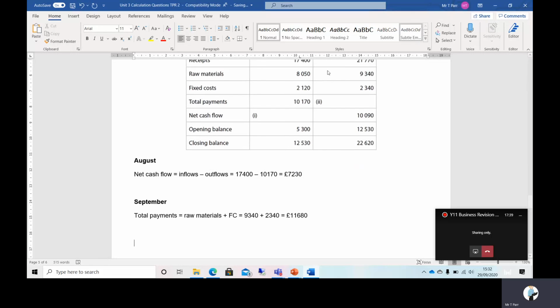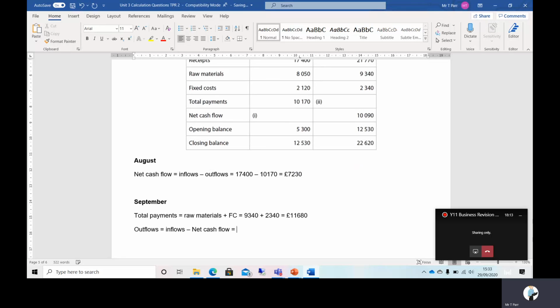Another way we could have done this one, our total payments. Well, our total payments are our total outflows. That's the same as that. So what you could do is just rearrange this formula to work out our total payments. I don't know if you've done it in maths or science, but you can rearrange your formulas by moving your variables to the other side. So if I move outflows to the left, that becomes a plus. So all I do is: outflows is equal to inflows take away net cash flow. You could do it that way.